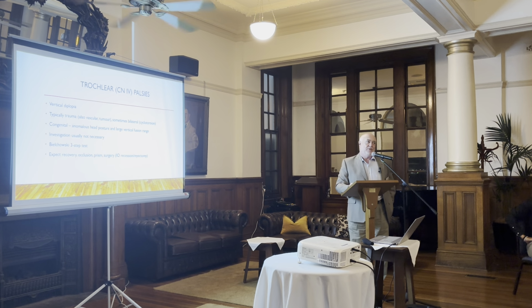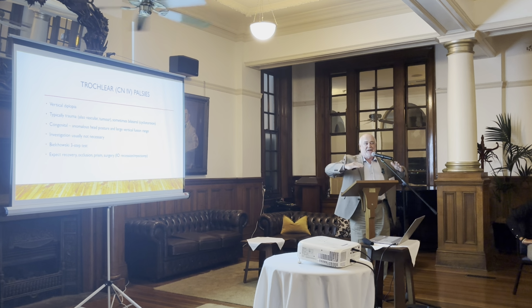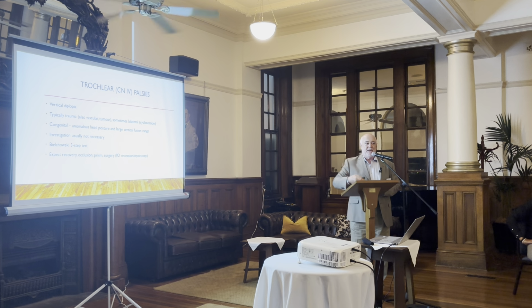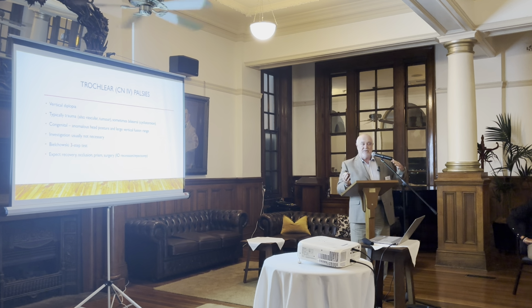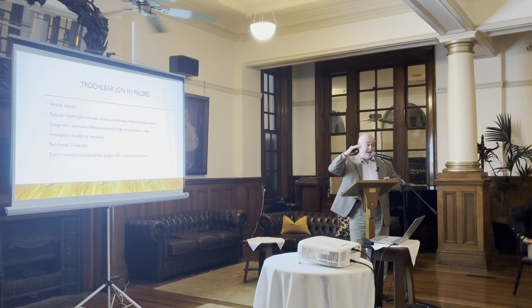They get an alternating hypertropia, but typically they get a lot of trouble with cyclotorsion, more so than unilateral palsies. Fourth nerve palsies are sometimes congenital, and often kids with a congenital fourth nerve palsy will have an anomalous head posture where they tilt their head, and a large vertical fusion range. And mostly with fourth nerve palsies, we don't always investigate them.